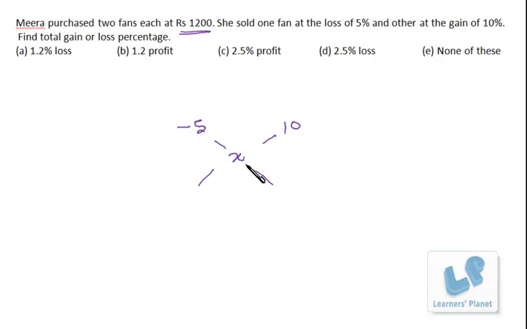Now by the alligation method, this x should be somewhere between minus 5 and 10, and definitely it should be less than 10 and greater than minus 5. So I write 10 minus x over here, and the other data will be subtracted from x: x minus minus 5, that is x plus 5. Now the ratio of this and this will be 1 is to 1, because the price of both the fans is the same. So 10 minus x is equal to x plus 5, so x is equal to 2.5%. As simple as that.